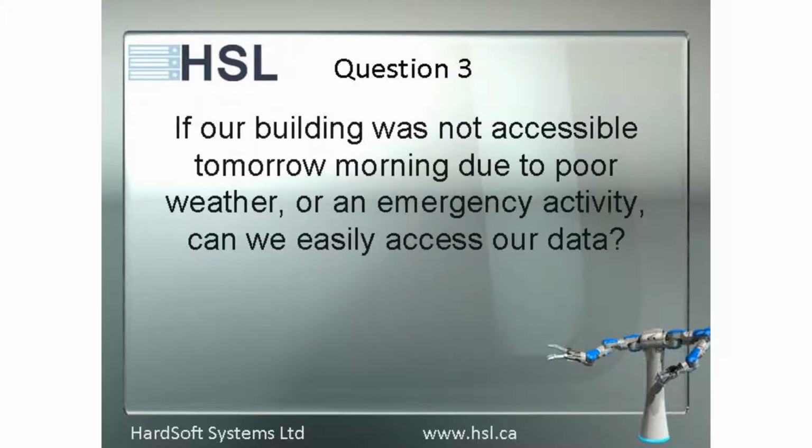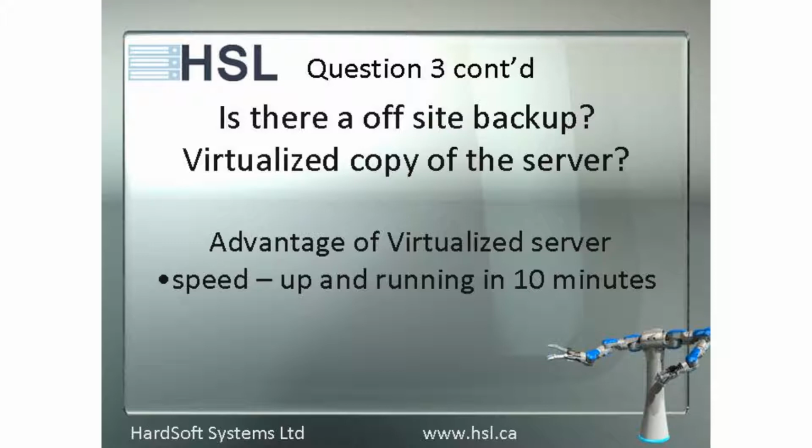Next question. If our building was not accessible tomorrow morning, can we easily access our server or computer systems? Now, we're not just talking about the weather. We can include emergency situations such as loss of power, a transformer fire, or police or emergency activity such as a gas leak. So what happens? Do you have access to the cloud data backup? Now, if there is a cloud backup, do all the employees have that access?